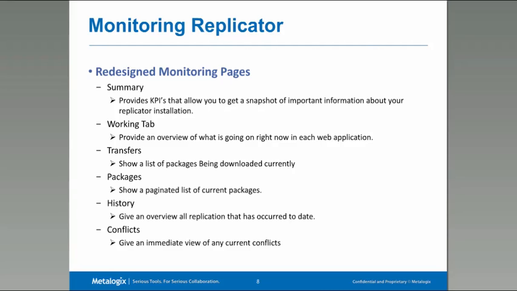The working tab gives you an overview of what's going on right now, because that's really a common question: what's Replicator doing right at this moment? And that working tab will provide that answer for you. The transfers tab shows you a list of what's actually being transferred between sites. Packages is the full list of everything that you have currently in your queue. Our history page is going to give you the overall view of everything that's been done within the last several hours versus several days. And then there's a conflicts page, which will show you any current conflicts.